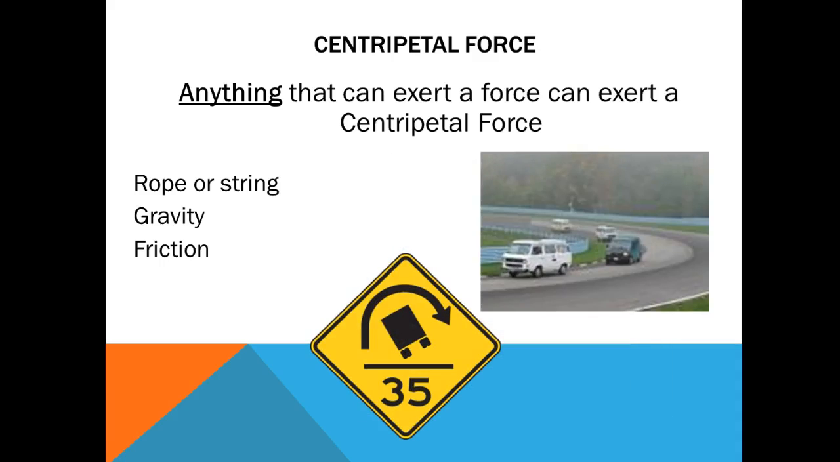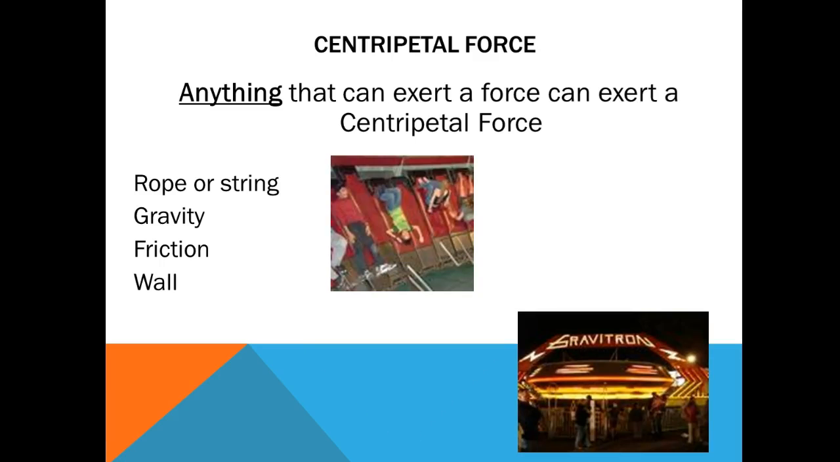Friction. When you drive a car around a curve, the friction pushes you inward. It keeps you moving in a circular motion. A wall or a surface of any kind can provide a normal force. Great example is the gravitron. All of these forces, tension, gravitational, friction, or normal force, can all represent centripetal force as long as they're keeping an object moving in a circular path. Just like drag or lift forces represented other things, just like air resistance represented friction.